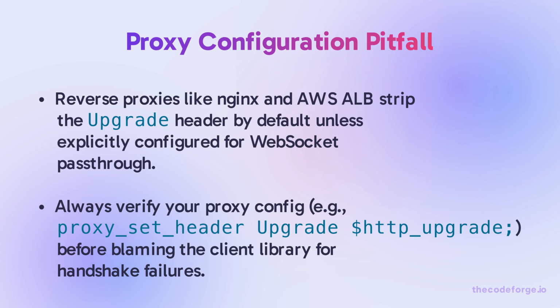Reverse proxies like Nginx and Amazon Web Services strip the upgrade header by default unless explicitly configured for WebSocket passthrough. Always verify your proxy config, for example proxy_set_header Upgrade $http_upgrade, before blaming the client library for handshake failures.